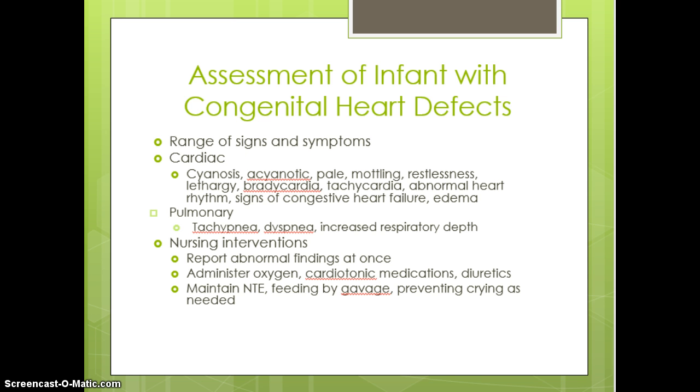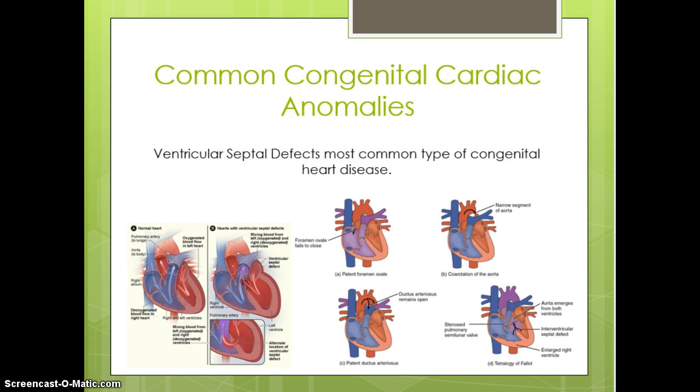What we want to do is report abnormal findings to our physicians and administer nitric oxide to decrease that pulmonary hypertension. Prevent crying if at all possible, so use sucrose and a pacifier, anything to help keep the baby calm.